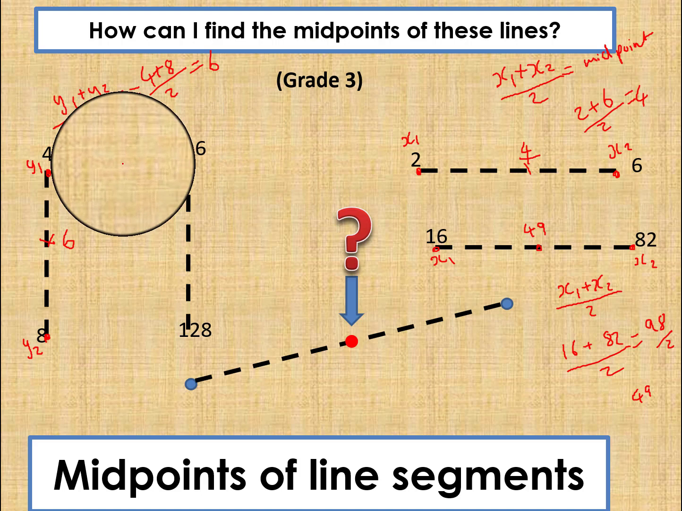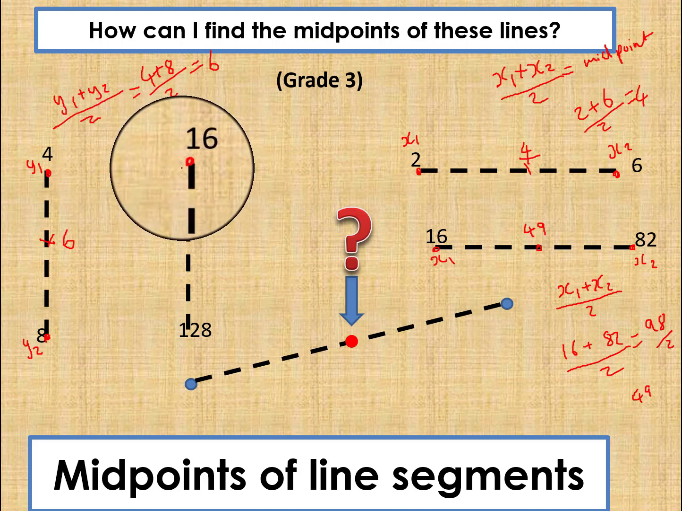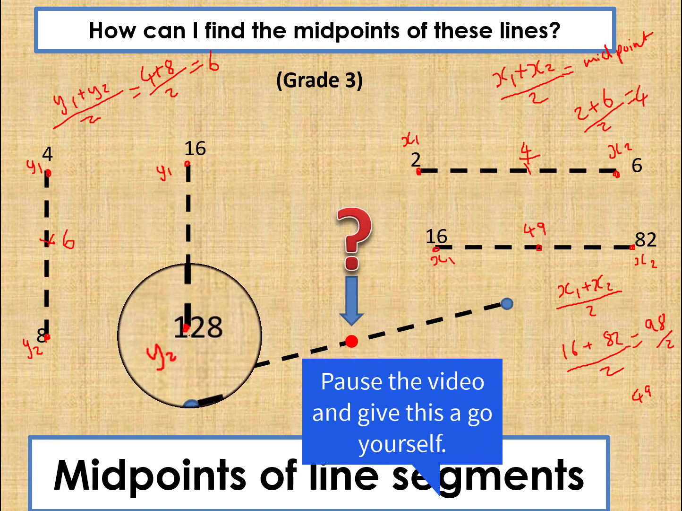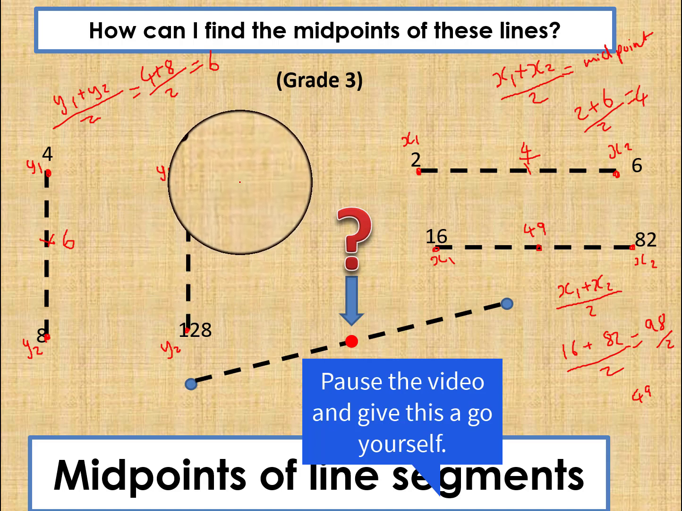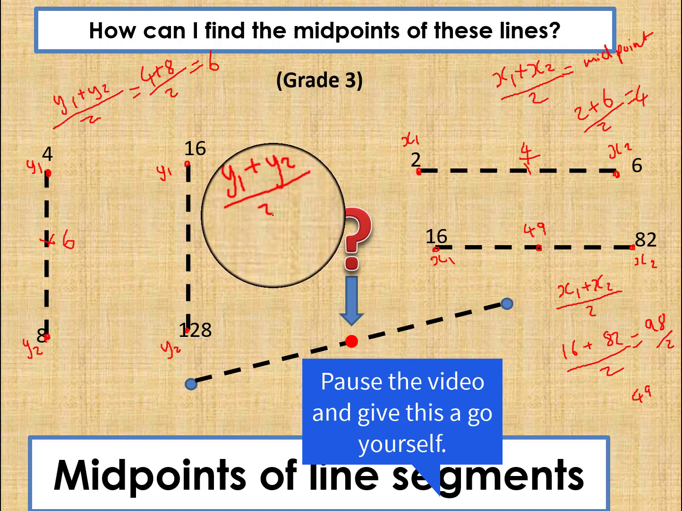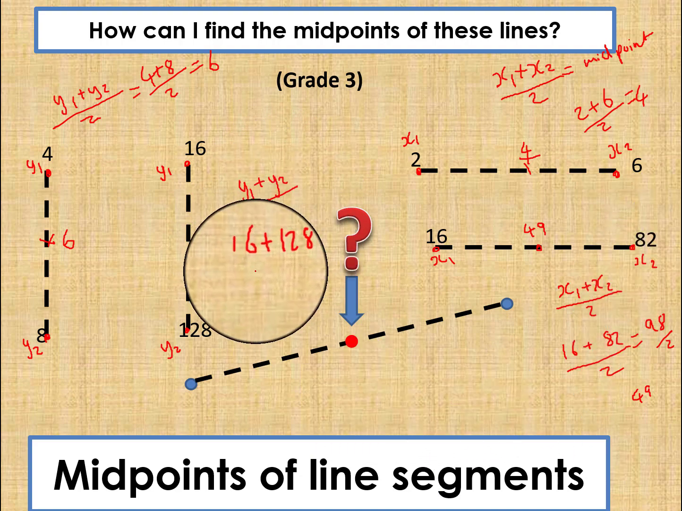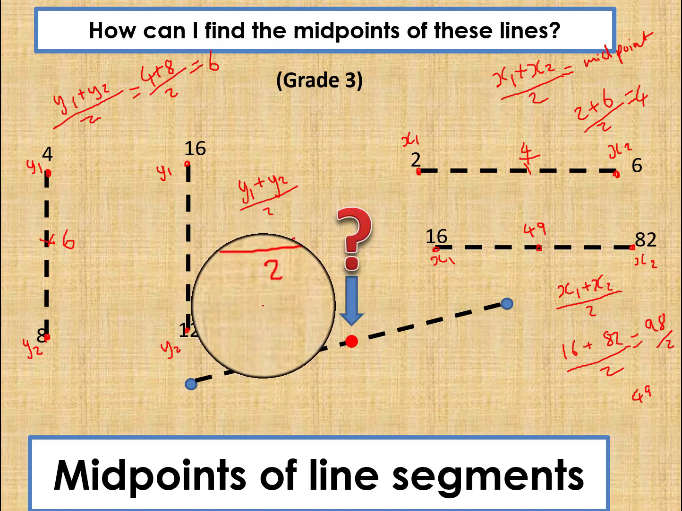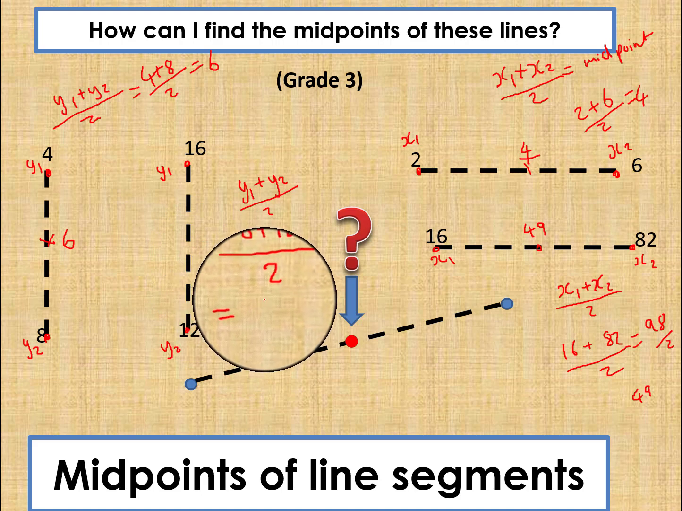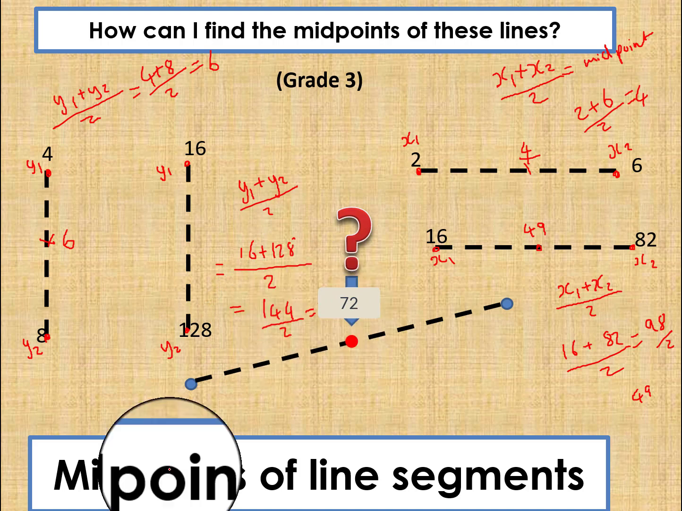Let's go over here and try it with this one. Now I'm just going to call that y1 for now, and that y2, because that's actually quite hard to work out. But if you use this, you can see it working for the easier examples. So y1 add y2, so 16 add 128 divided by 2, well, that's going to equal 144 divided by 2, perfect.